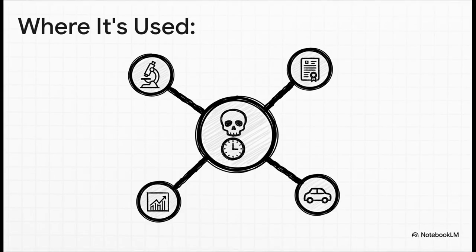And this concept of events per unit of exposure is everywhere once you start looking for it. It's how life insurance is priced. It's how we know if a new drug works better than a placebo. It's how car insurance rates are set. It's how epidemiologists track the course of a disease. It all comes back to this one powerful idea.